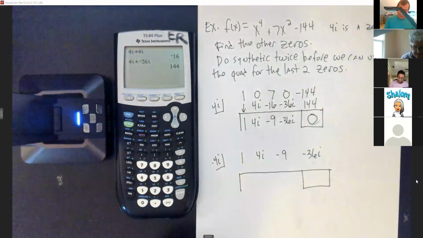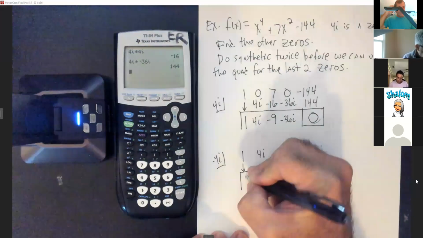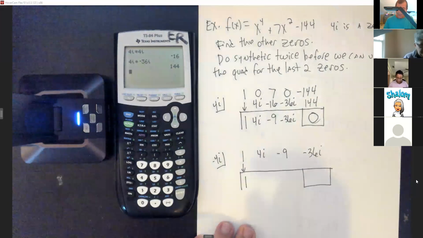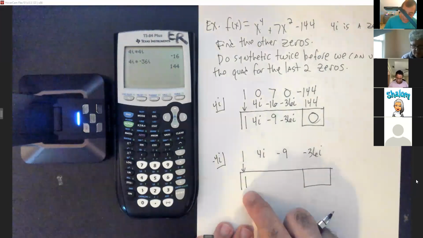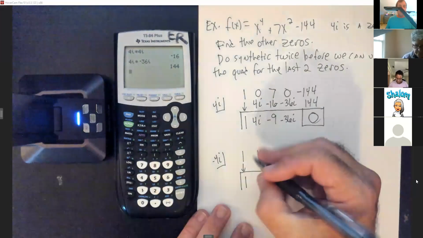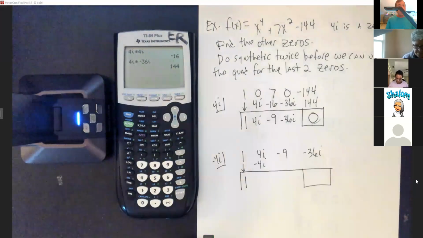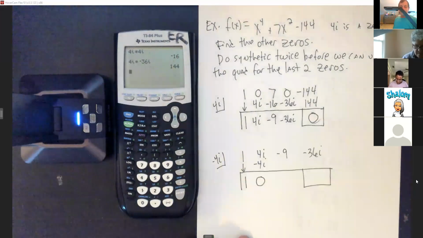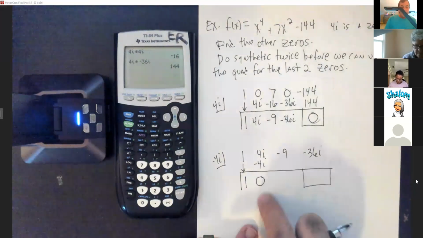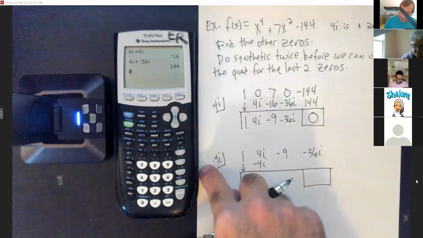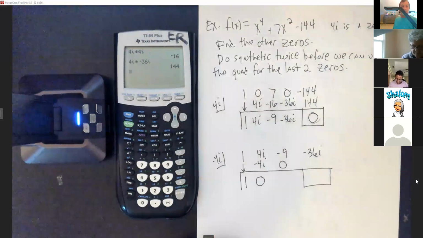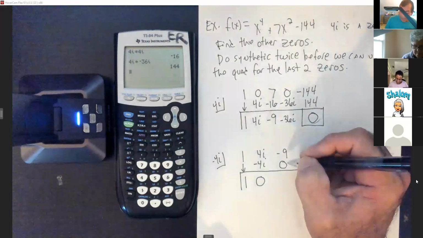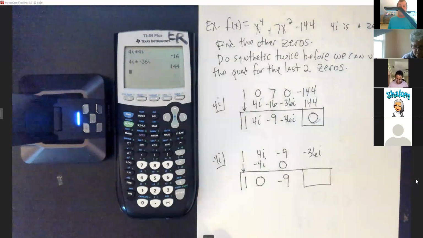So guess what? We bring the 1 straight down. But watch this. This imaginary stuff's about to disappear. 1 times negative 4i is a negative 4i. Well, look at that. 4i and negative 4i add to give you a 0. 0 times negative 4i is 0. Negative 9 plus 0 is negative 9.